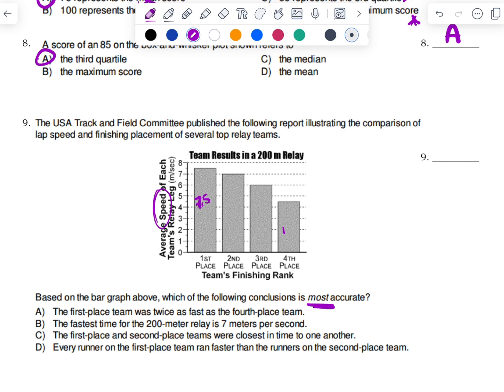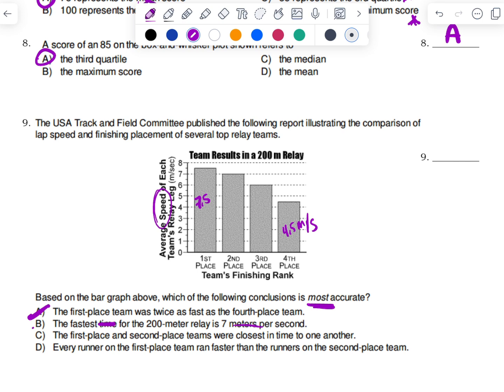The fastest time for the 200-meter relay is 7 meters per second. The fastest time, well, see, and here's the thing. This is more like the fastest speed. So I don't even know that this is true on the basis of this word time. But still, the first place team went 7.5 meters. So again, it's also wrong. So B can't be true.